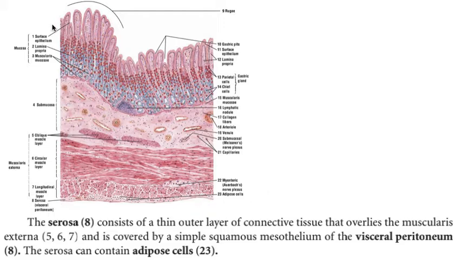Now, the entire stomach will be lined by the serosa over here, which is a thin layer of connective tissue over the muscularis externa and has a simple squamous mesothelium of visceral peritoneum, and may contain certain adipose cells.